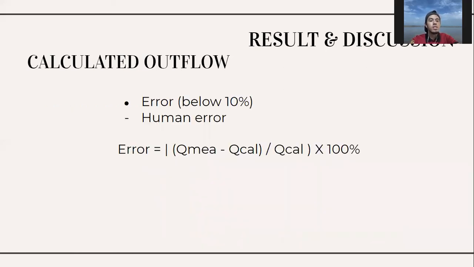Okay, the next result of the calculation proved that the error between measured and calculated is below 10%. To be honest, some numbers are beyond that, but I may conclude that human error occurred when collecting the data.